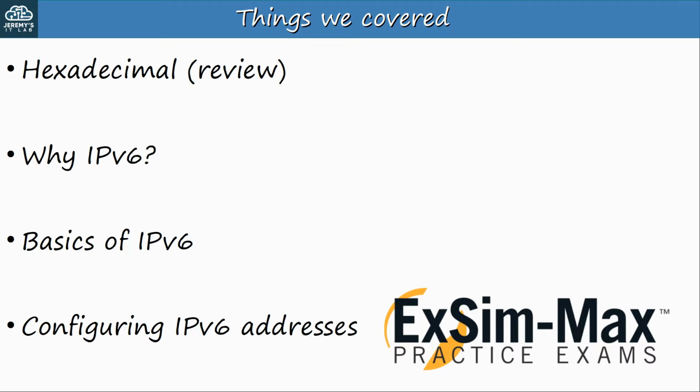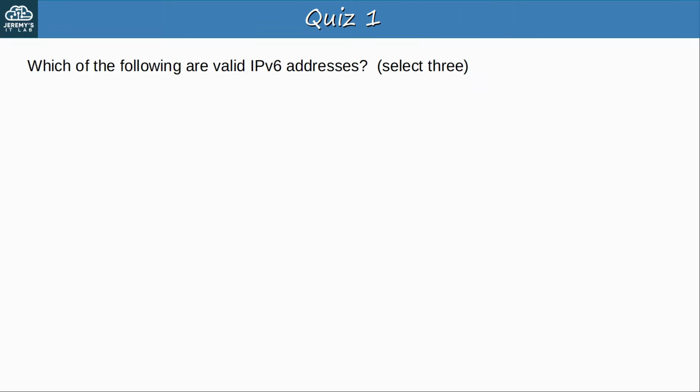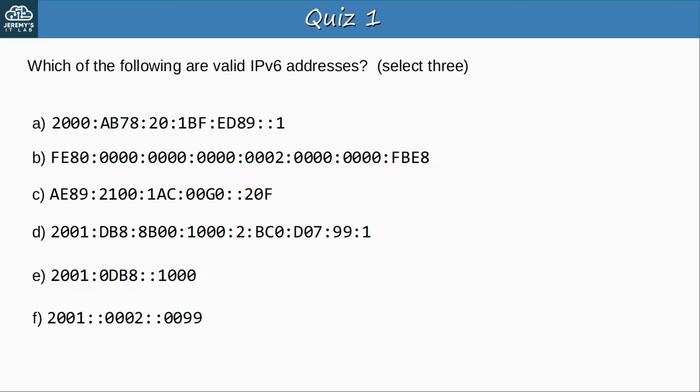Okay, let's move on to question 1 of the quiz. Which of the following are valid IPv6 addresses? Select 3. Here are the options. Pause the video now to find the answers. Only 3 of them are valid IPv6 addresses.